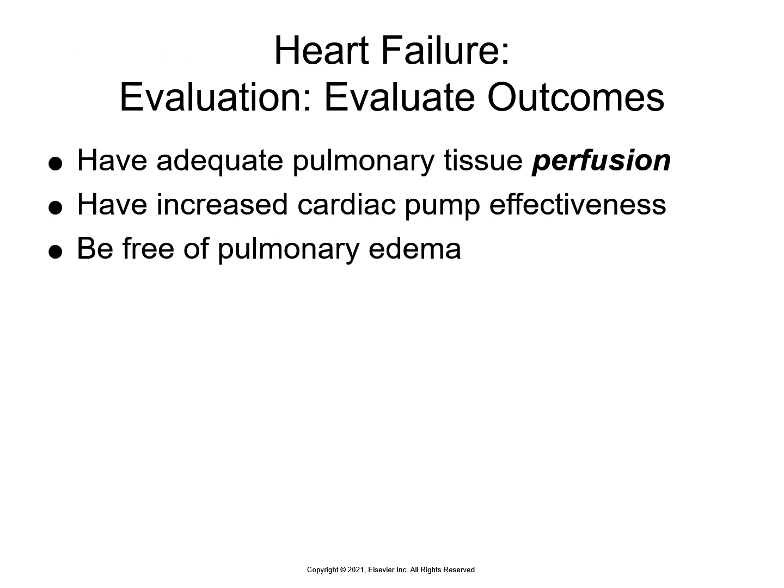So when you're assessing whether or not what you've done has met your outcomes, you're going to look to make sure your patient has adequate pulmonary tissue perfusion. That is the key here, that they are getting tissue perfusion as they should. That would mean they would have increased cardiac pump effectiveness and be free of any pulmonary edema. So that mainly means that they're going to be at optimal cardiac output and ejection fraction.